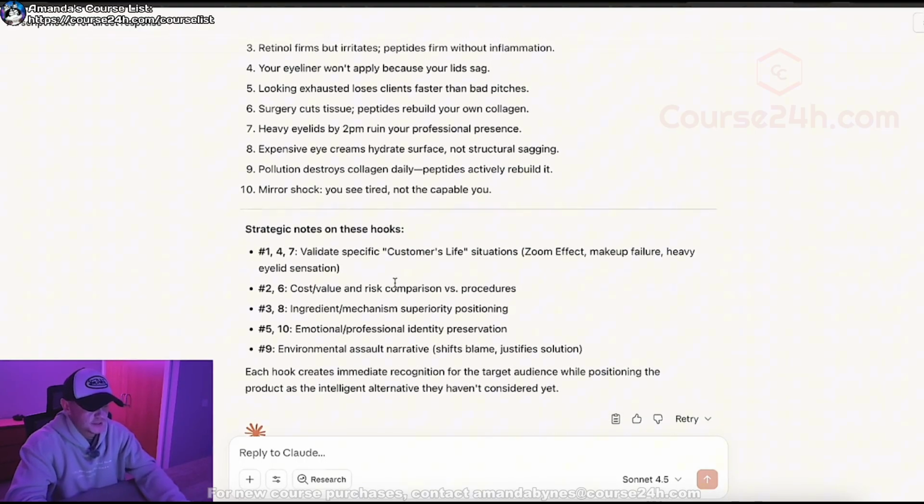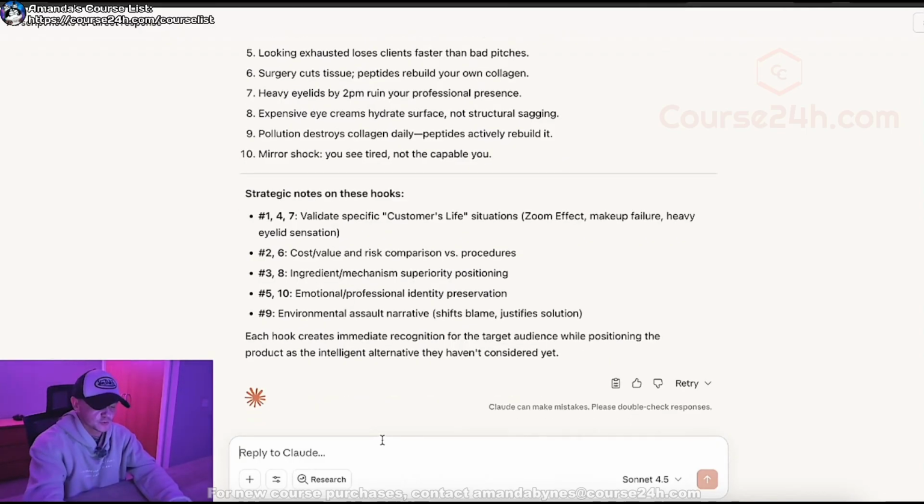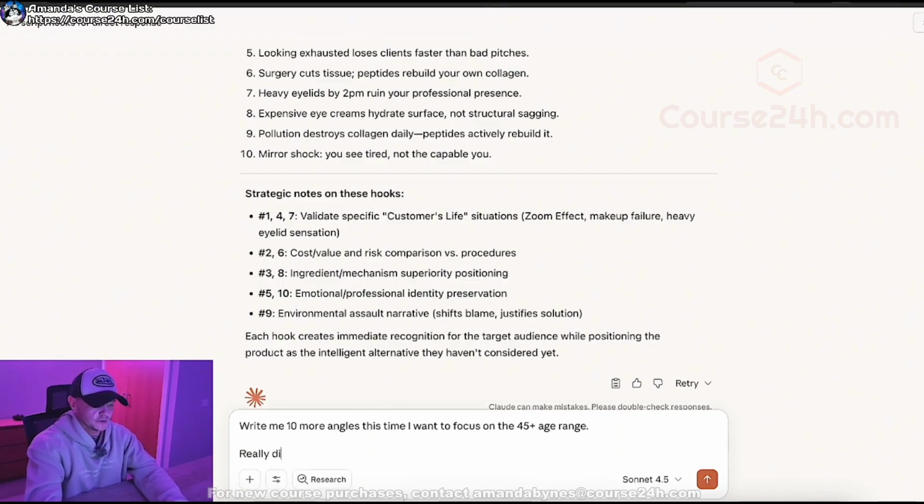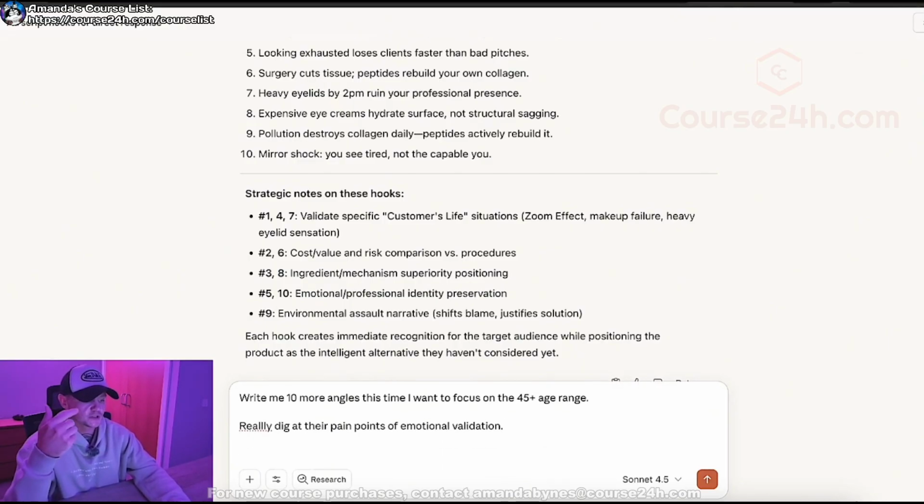Right, so what I'm seeing here is, I'm going to do a next prompt. Write me 10 more angles. This time I want to focus on the 45 plus age range. Really dig at their pain points of emotional validation, because let me try and explain my thought process here.